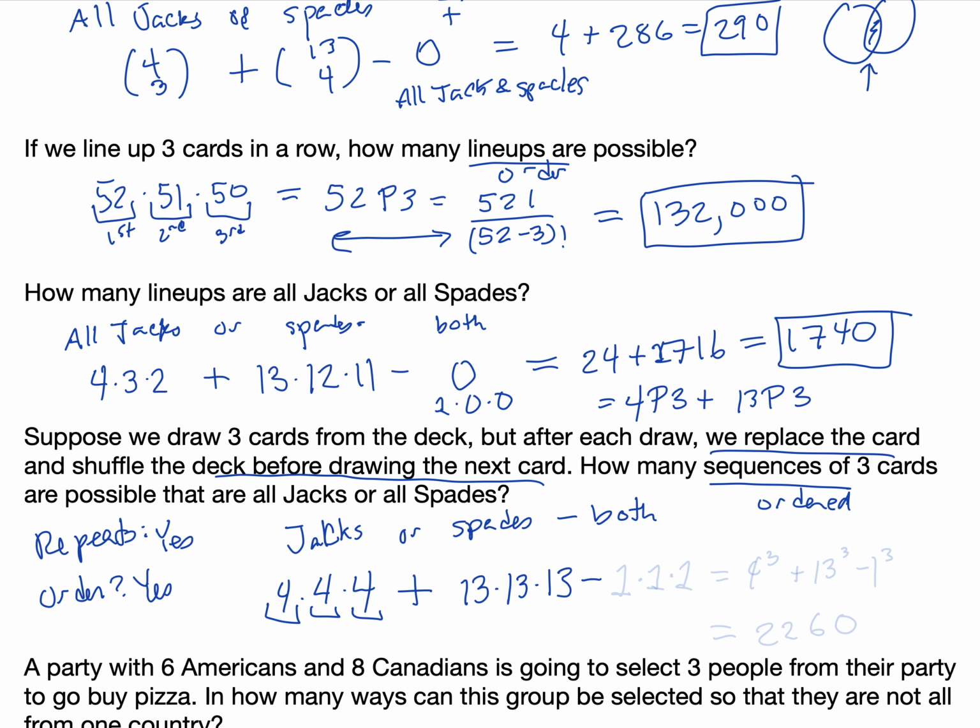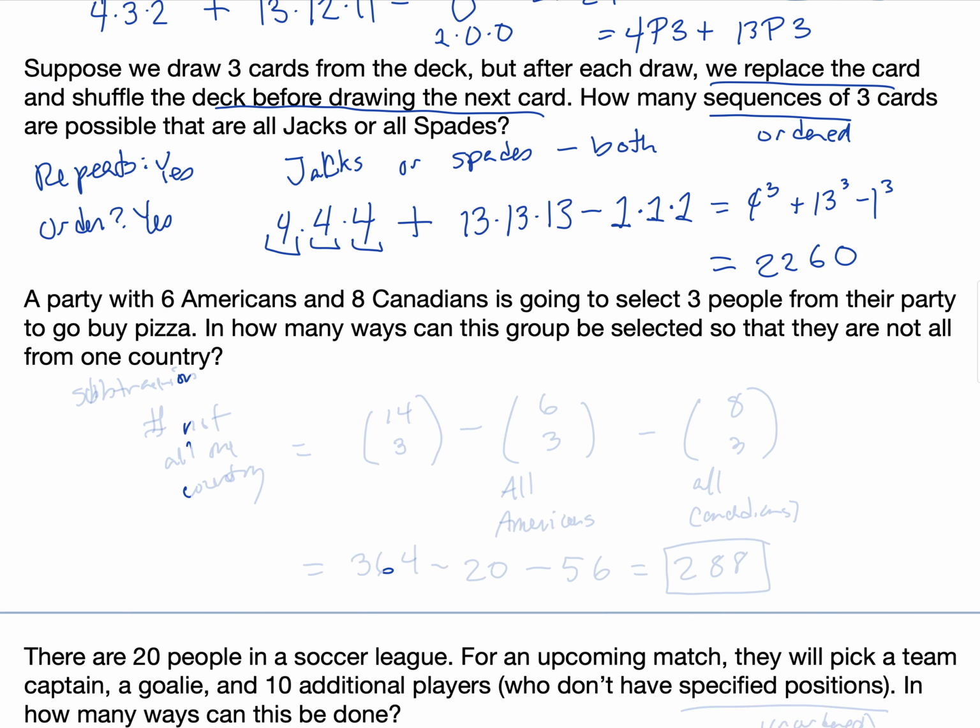And now we actually do have a possibility that the first card is the jack of spades, there's only one of them, and the second card is a jack of spades, and the last card is the jack of spades, that we just happen to pick the same card 3 times. So then that's 4 to the third plus 13 to the third minus 1 to the third, which is just 1. And if we simplify that, we will get 2,260.